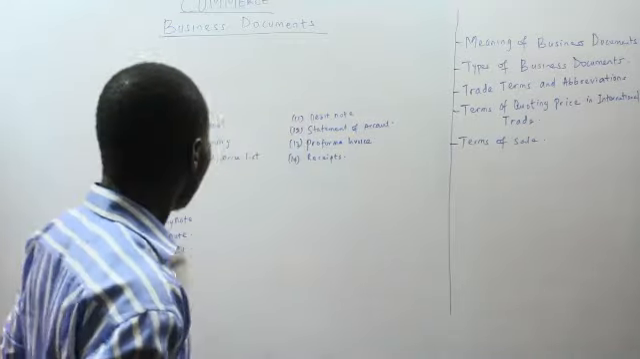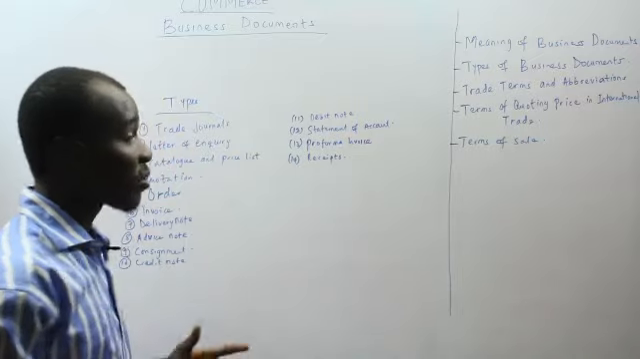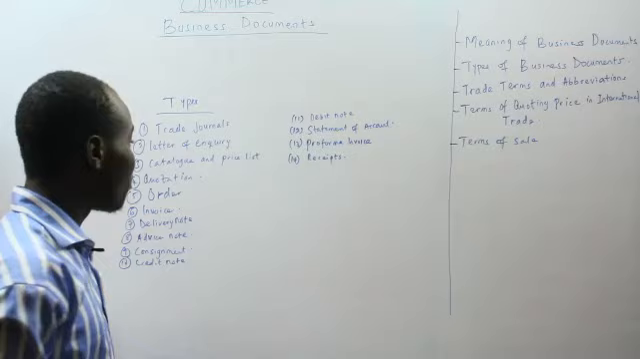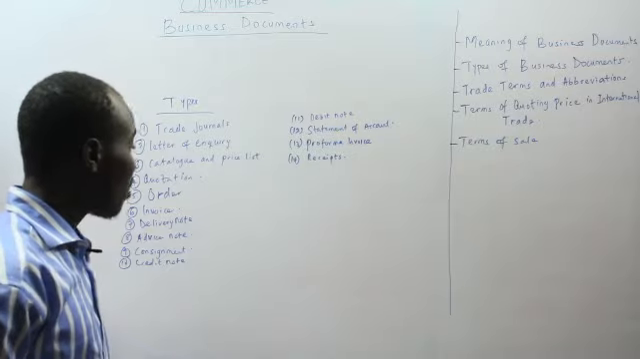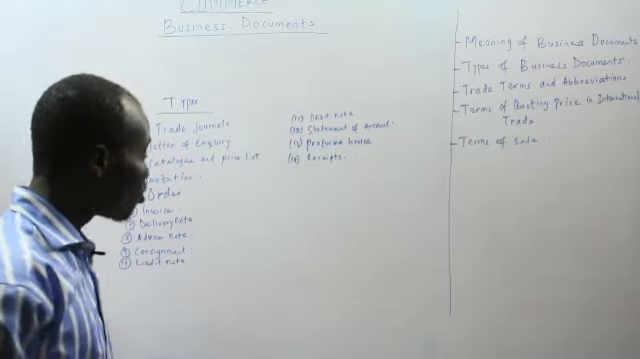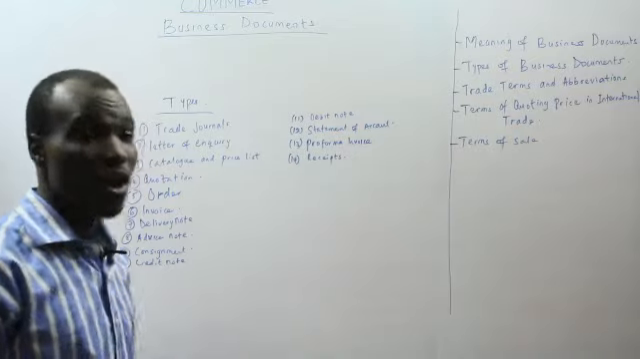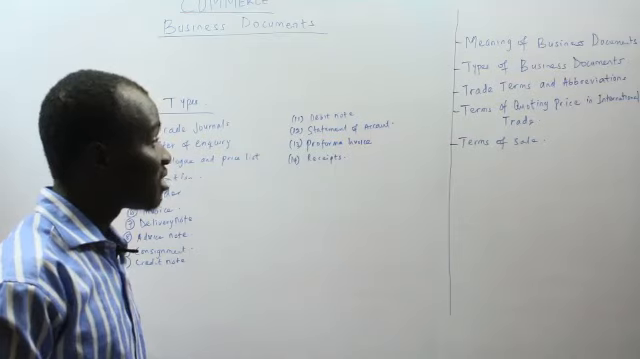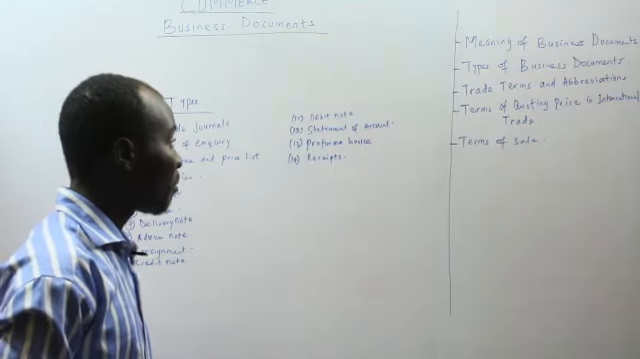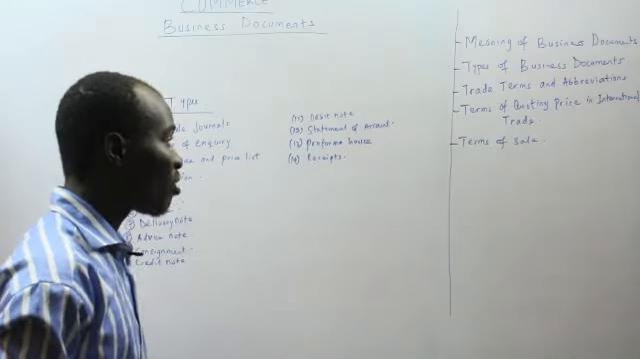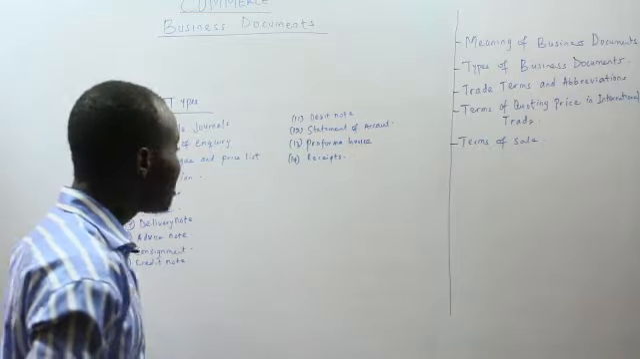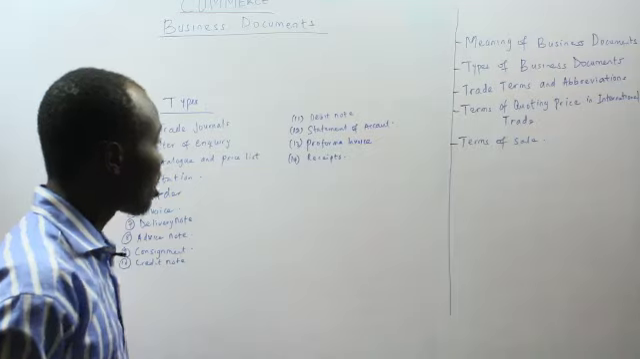We have different types of business documents. We have trade journals, letter of inquiry, catalog and price list, quotation, order, invoice, delivery notes, advice notes, consignment, credit notes, debit notes, statement of accounts, pro forma invoice, and also receipt. The first thing we have here is the trade journal.